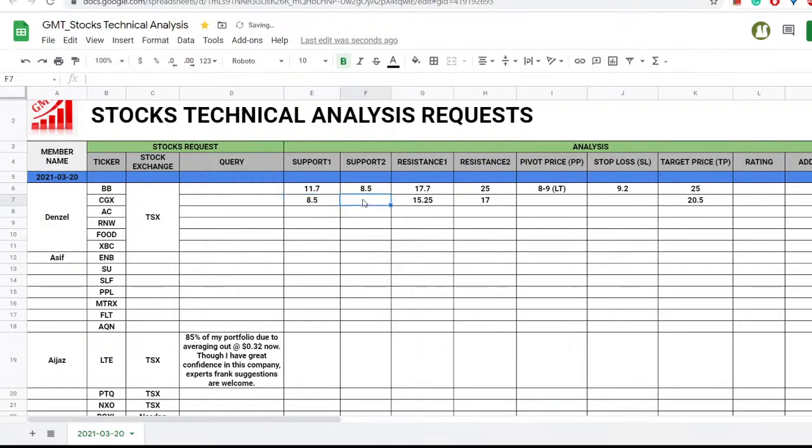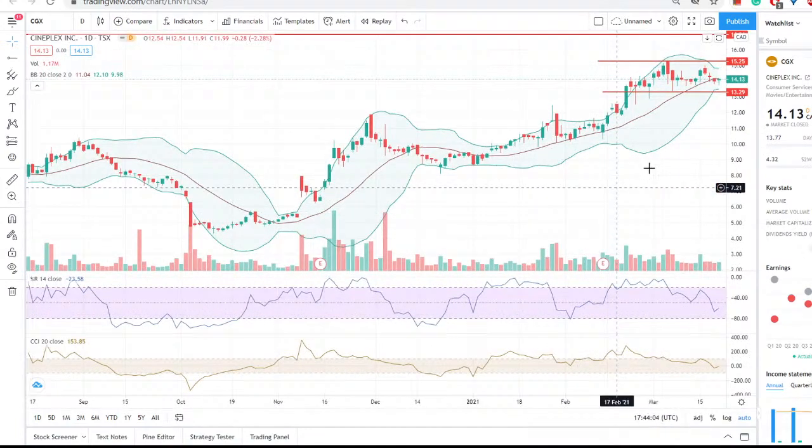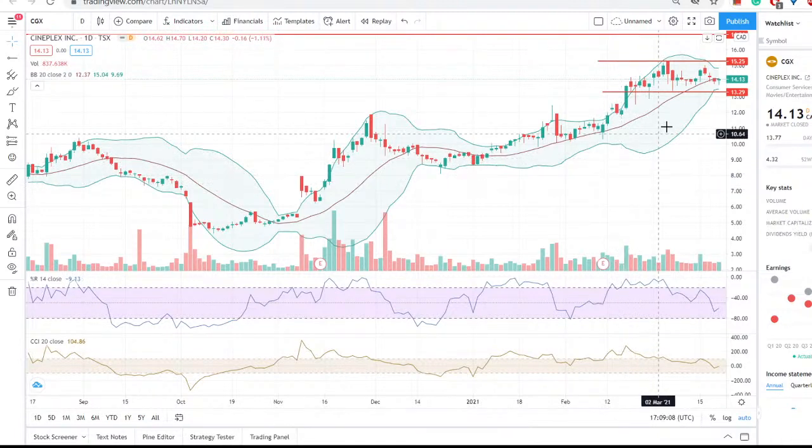8.5 was support too. Support at 8.5 and 5, 4.5 and 5. And for 8.5 support would be around... Or even 13.30 or 13.25 could be a support to enter in now.